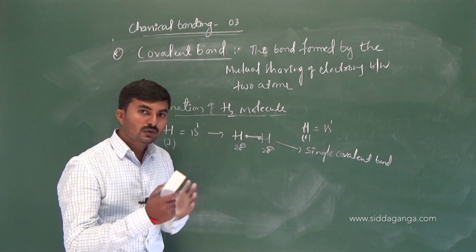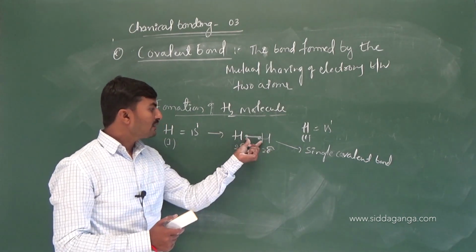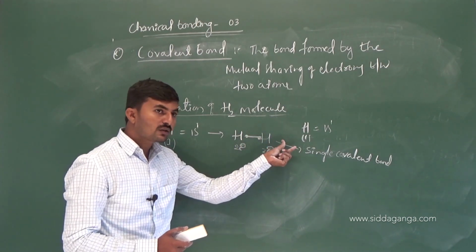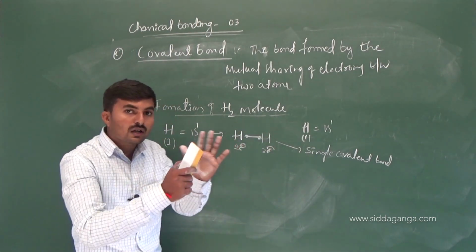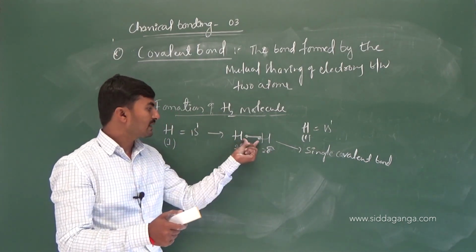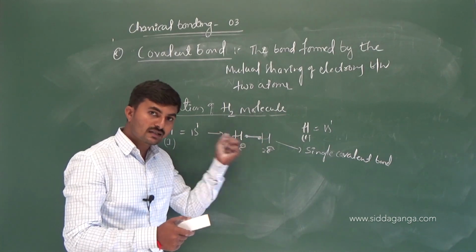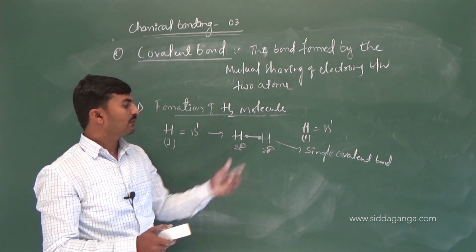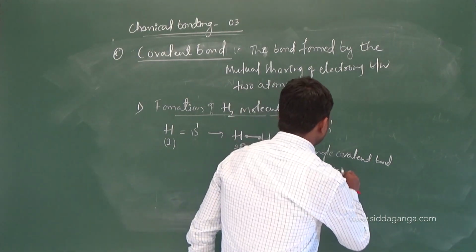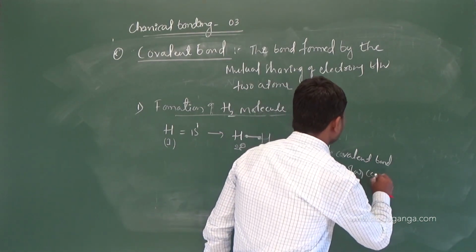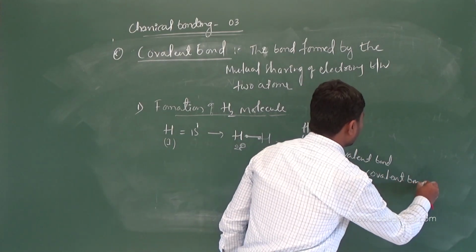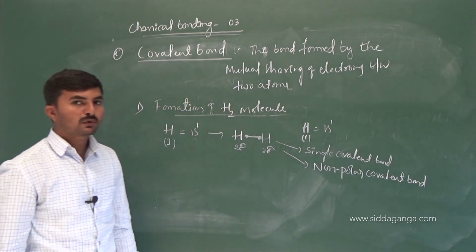Both have the same electronegativity, and the movement of electrons takes place neither towards this hydrogen nor towards this hydrogen. There is no movement because of their same electronegativity, and the electron density is there as it is. That is why it is an example for what? Non-polar covalent bond. This is an example for non-polar covalent bond.